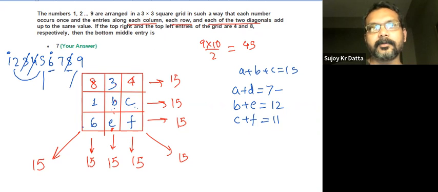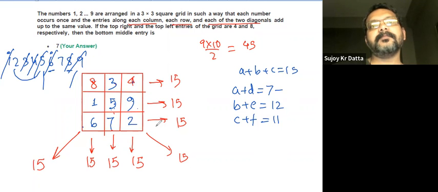So we put 5 here and 9. So now we have used up 5 and 9 also. We have used up 1 and 6 as well. So you're left with 2 and 7. Just verifying, 5 plus 3 is 8, so this will be 7, and 9 plus 4 is 13, so this will be 2. Now let's check whether it actually adds up to 15 everywhere.